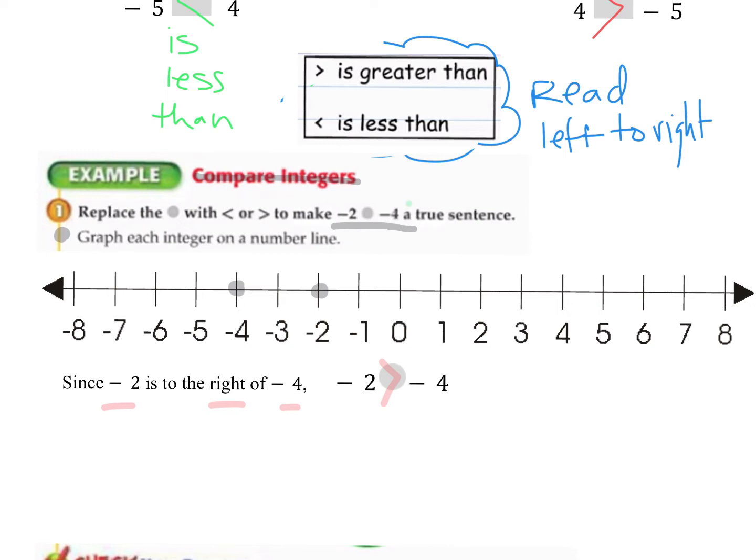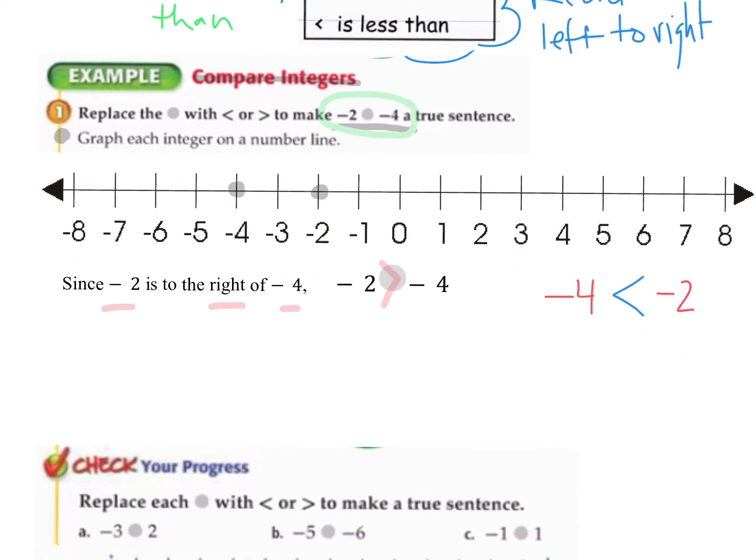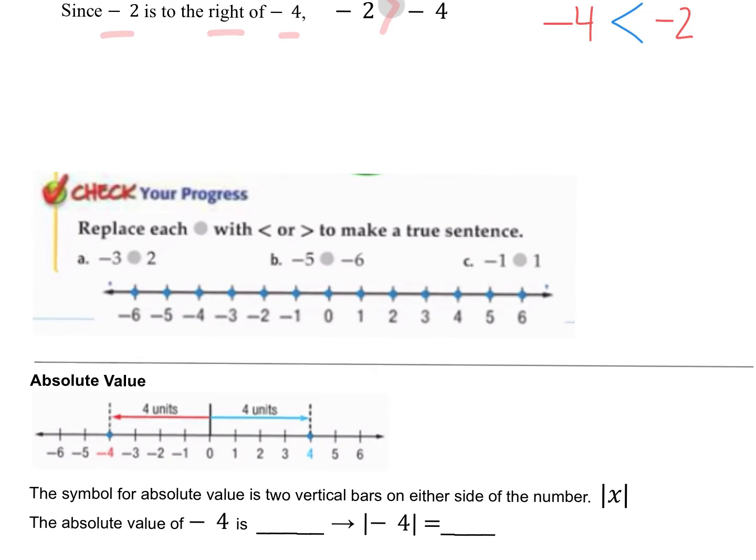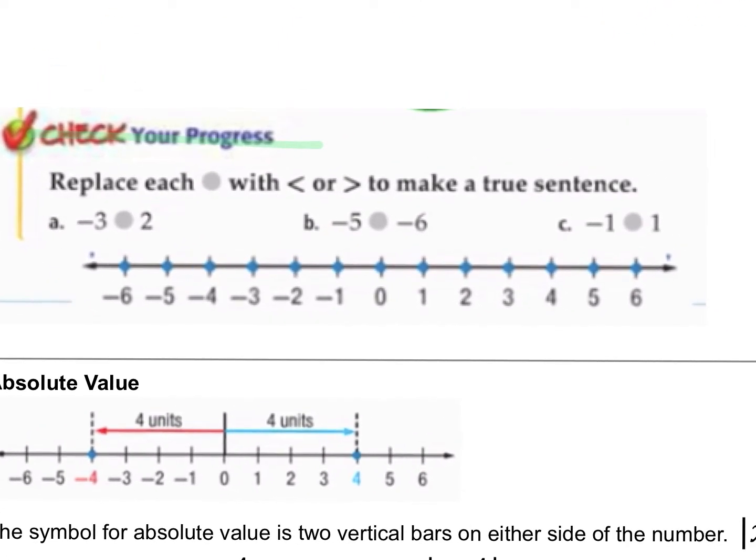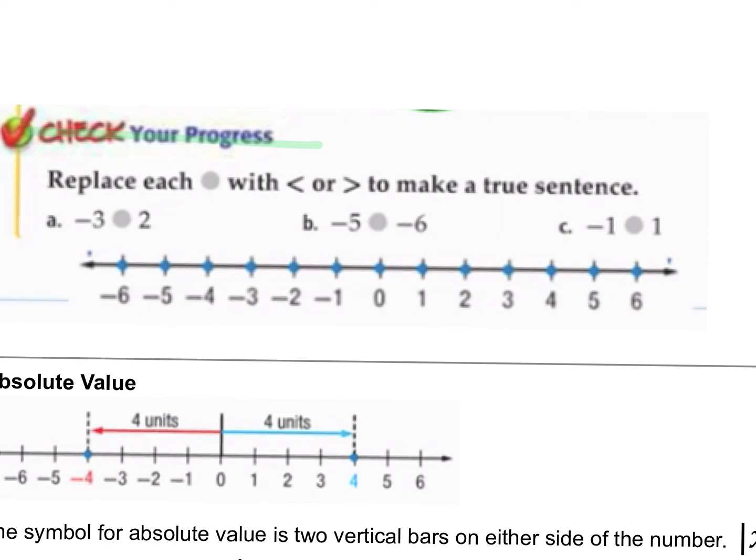Make sure you're filling in the sentence carefully, because you can't change the order. If it was written differently, if it was written -4 compared to -2, well, it would read backwards, right? -4 is less than -2. If you feel ready, go ahead and check your progress, try these ones. They're already plotted for us, so how do we complete the sentence? -3 is what compared to 2? Well, -3 is further left, so it is less.